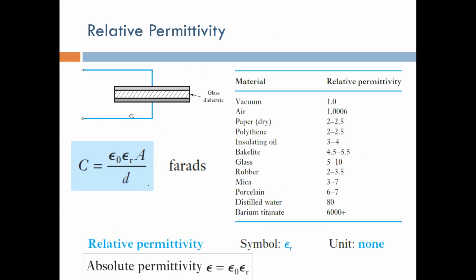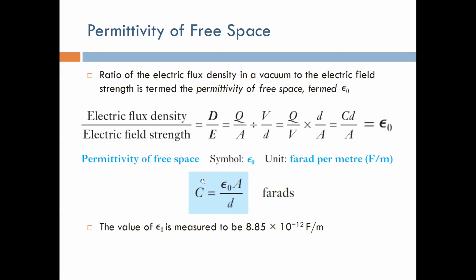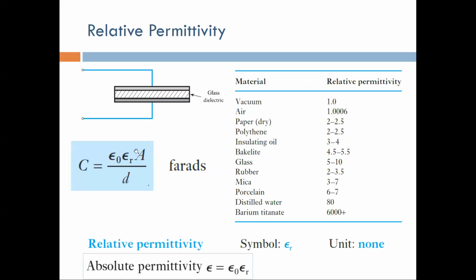If you have a different dielectric than air, then you will have another term called the relative permittivity. The relative permittivity is a factor that changes the free space or air permittivity. You multiply by epsilon r to get the permittivity of any other material. If you have vacuum, it's exactly 1. If you have air, it's very close to 1. Practically consider it as 1.